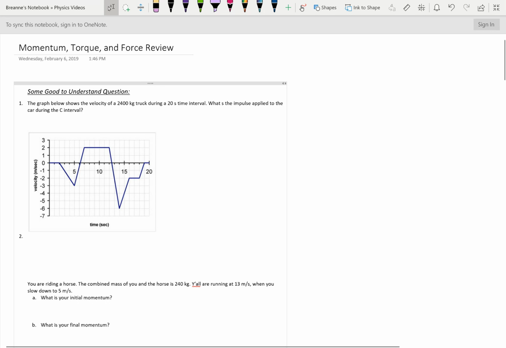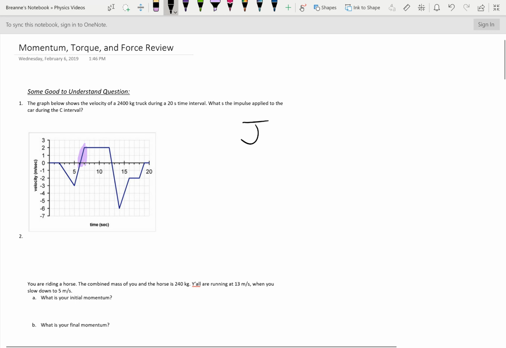So question 1. The graph below shows the velocity of a 2,400 kilogram truck moving during a 20-second time interval. What is the impulse applied to the truck during the C interval? On my copy, when I pasted it into this little thing I use, it did not give the C interval. The C interval for y'all is this part right there. So that is the C interval, and you're looking for the impulse in that.